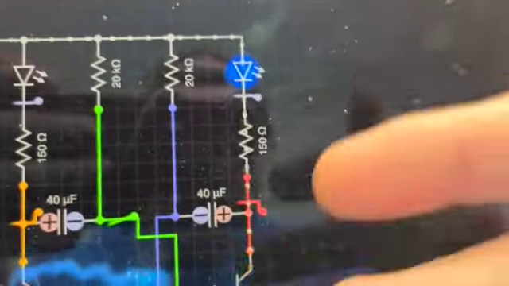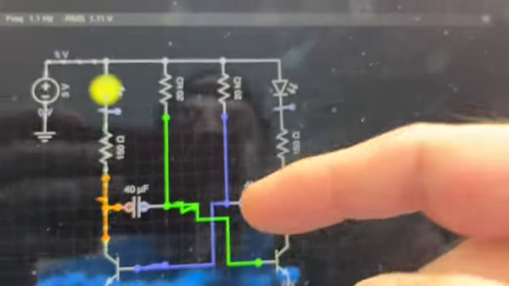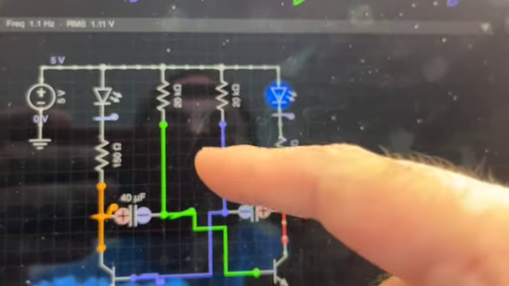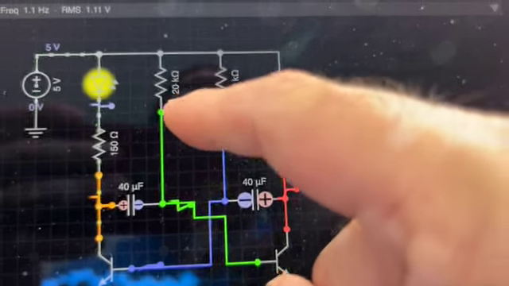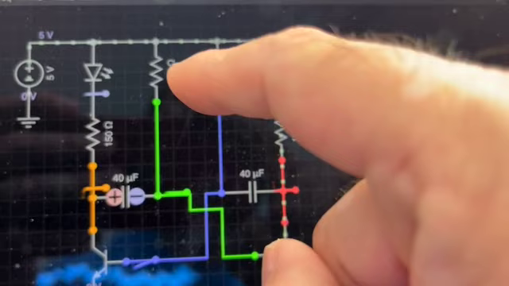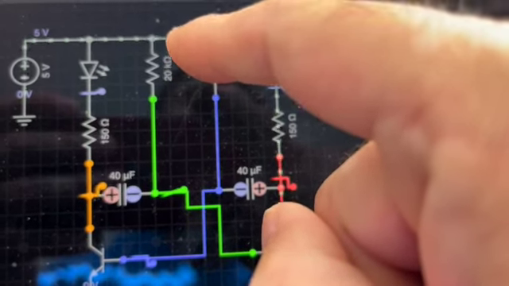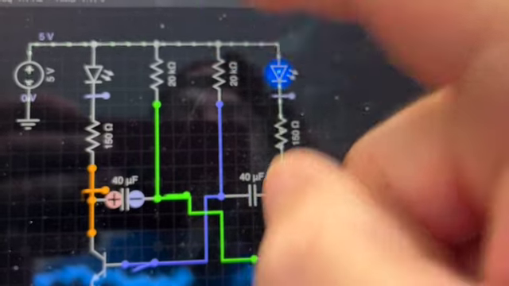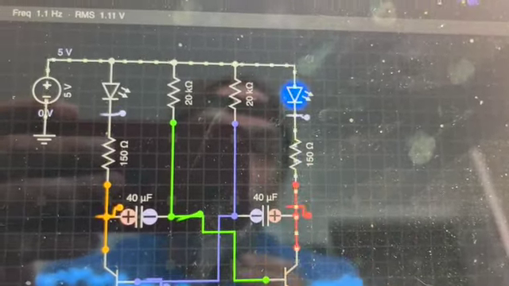Now, the only difference between this circuit and the circuit that I have is these resistors right here become connected with a potentiometer that goes up to this voltage supply through a push button. So let me go ahead and pull up that circuit.